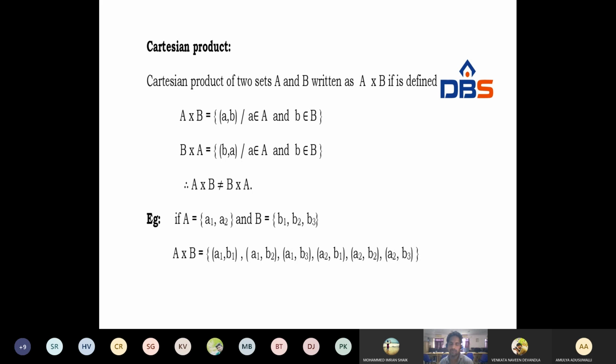Complement of a set: if U is a universal set containing the set A, then U minus A is called the complement of A and it is denoted by A dash. Thus A dash equal to the set of x such that x does not belong to A. Then these are the operations like union, intersection, difference and complement. These are all the operations on sets. Okay now.